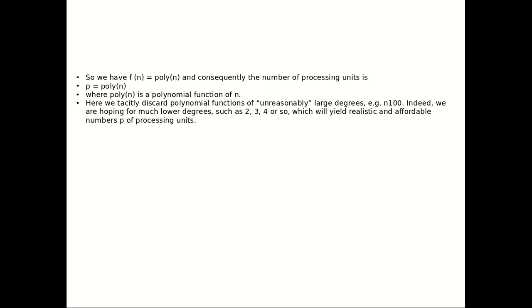So we have f of n, which is poly of n, and consequently the number of processing units P is equal to poly of n, and f of n is also equal to poly of n. So poly is nothing but a polynomial function of n. Now here we discard polynomial functions of unreasonably large degrees like n to the power 100, and we are hoping for much lower degrees such as 2, 3, 4 and so on, which will yield a realistic and affordable number of processing units which should be there in our system.